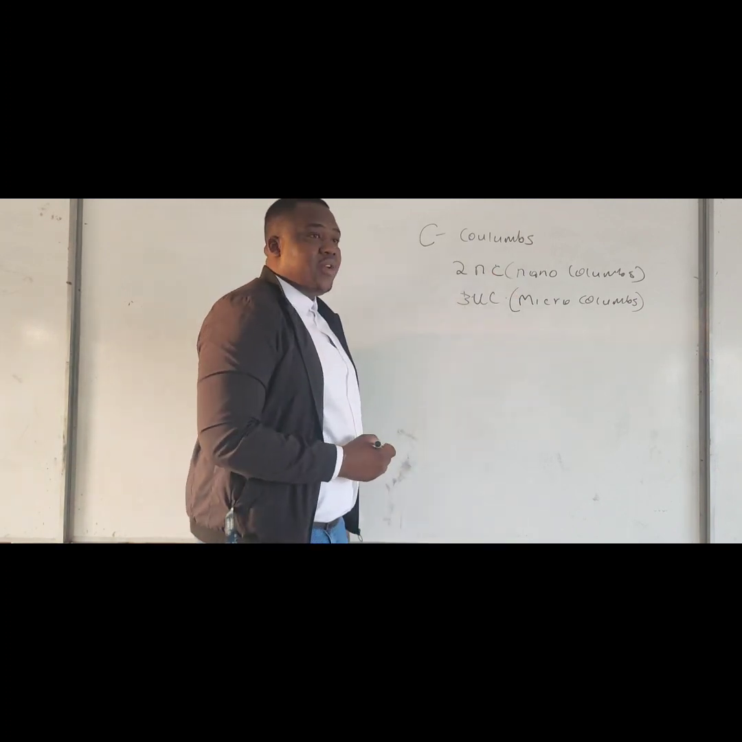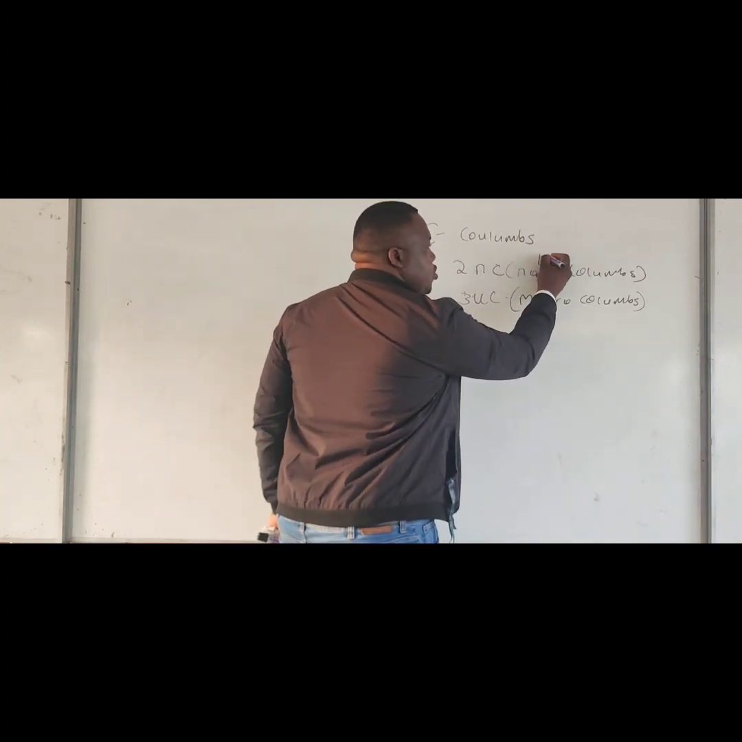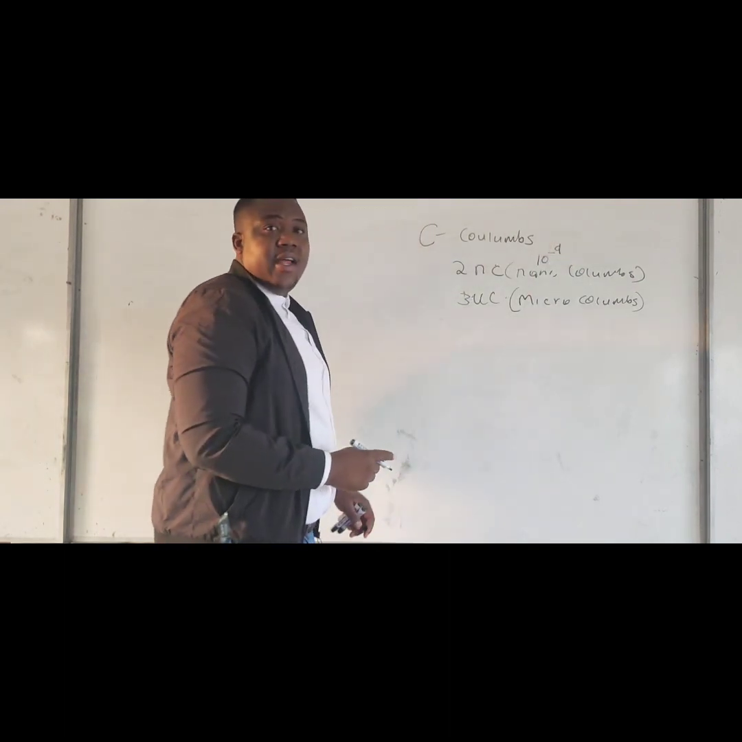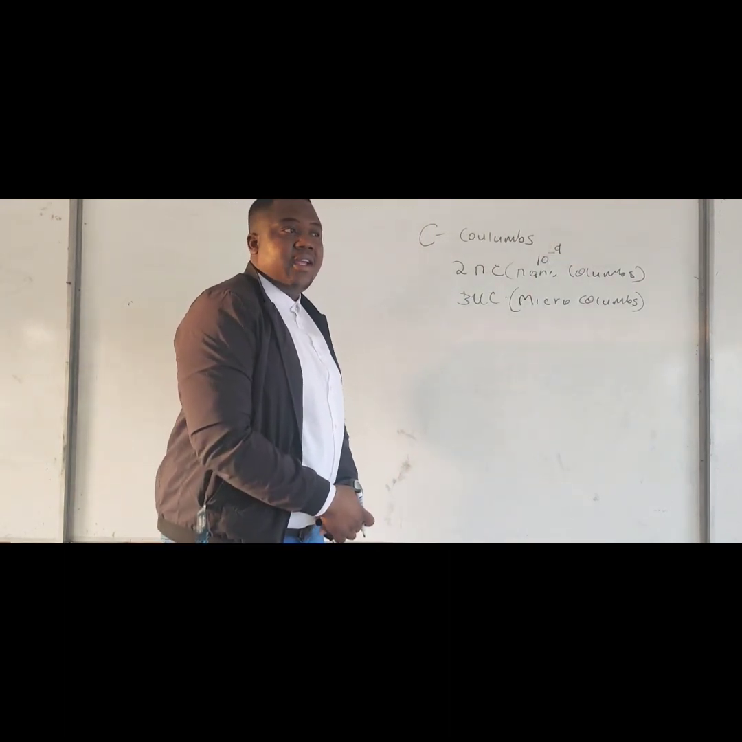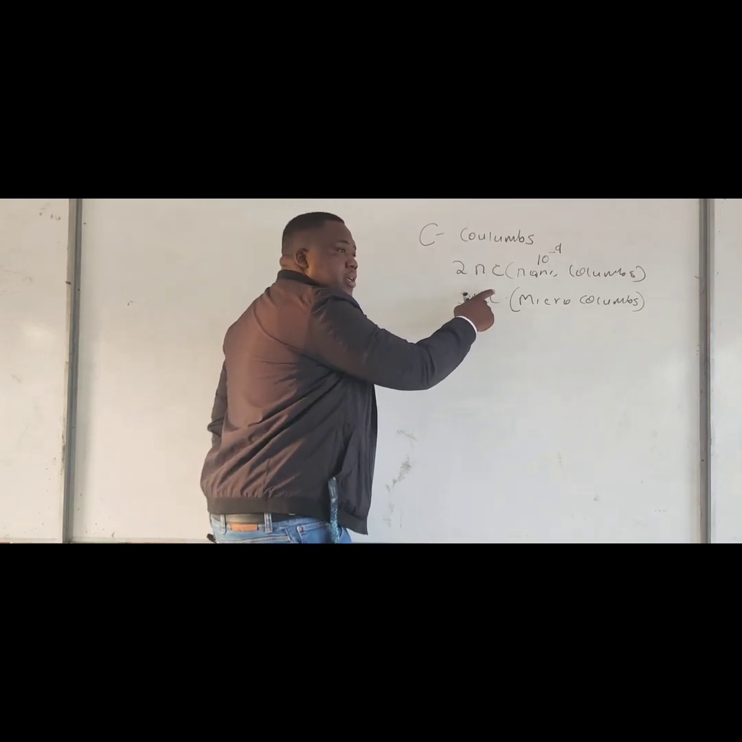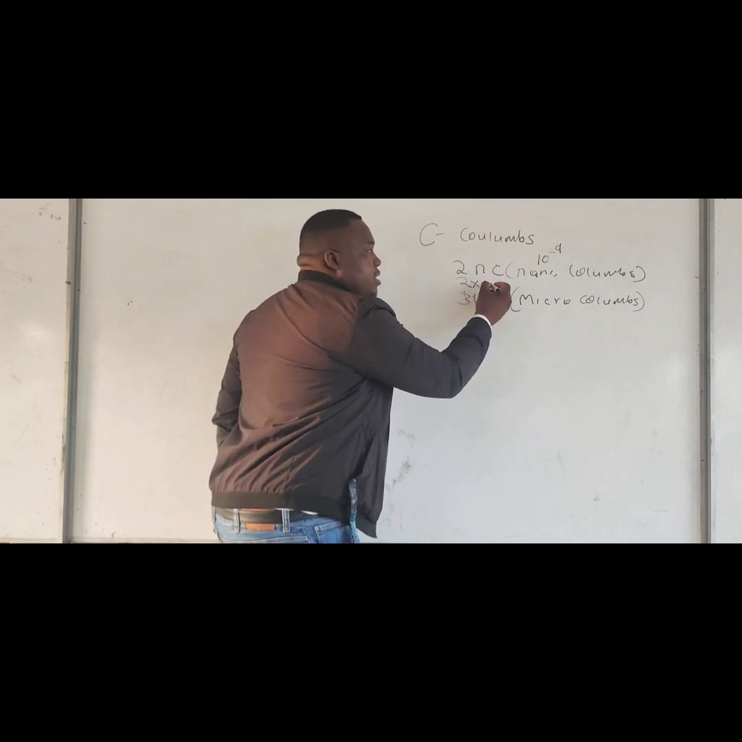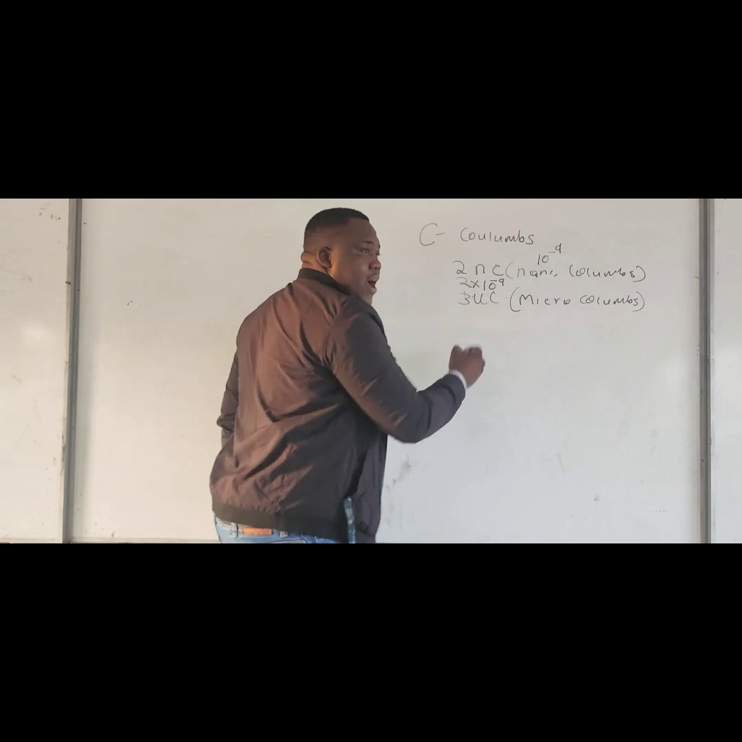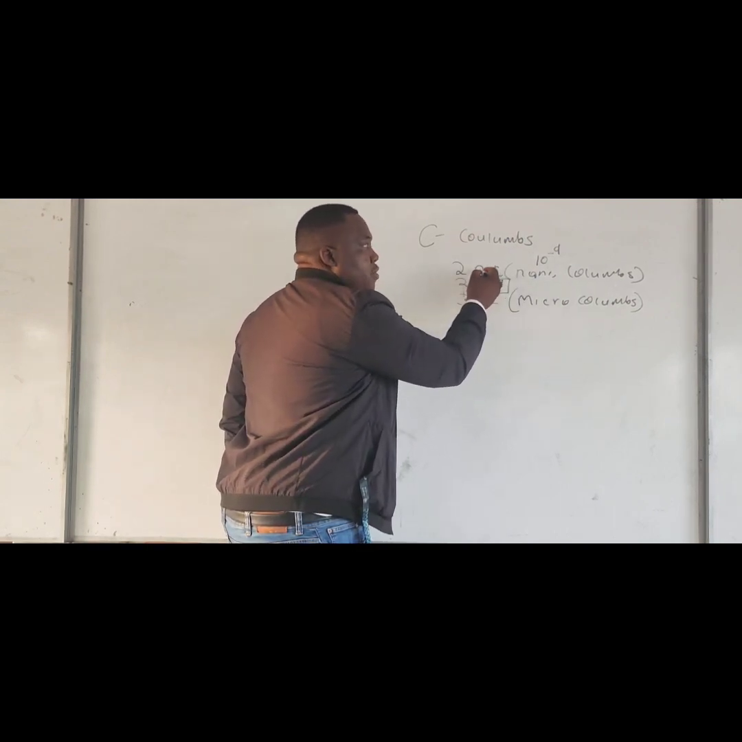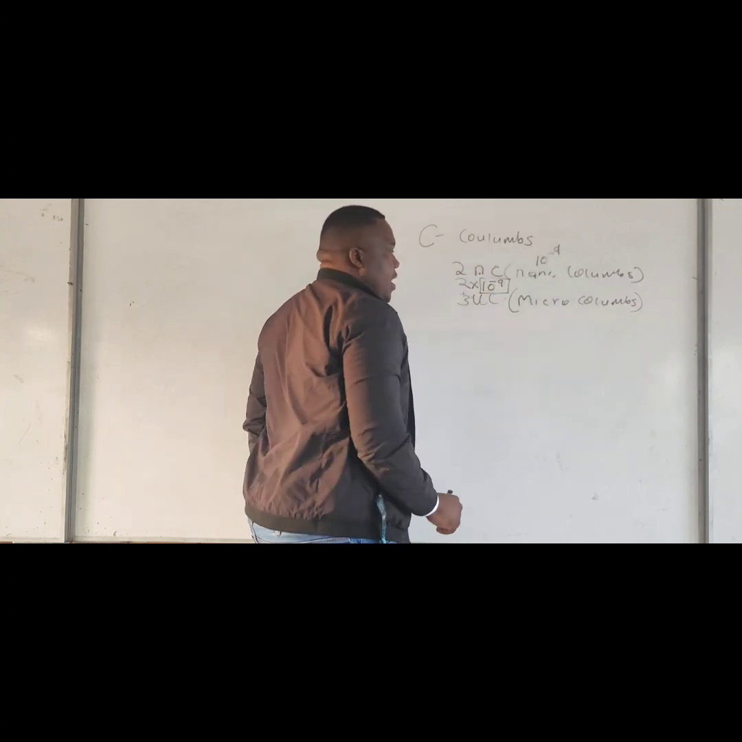So what does nano mean? Nano means 10 to the power minus 9. Meaning that if you are given 2 nC, what does it mean? It's not just a 2. It means it is 2 multiplied by 10 to the power minus 9. We need to remember that this n stands for nano, and nano is 10 to the power minus 9.